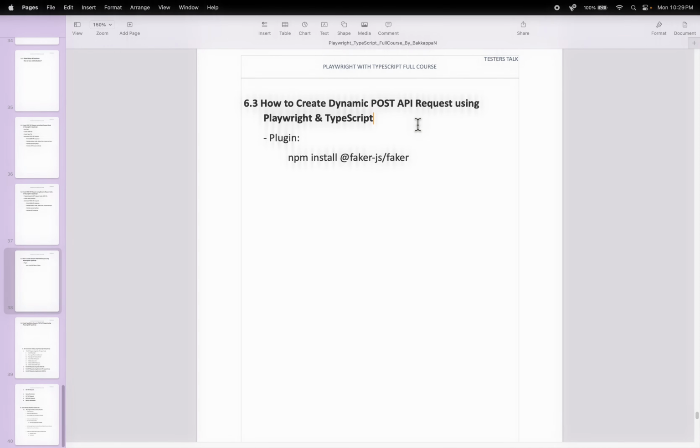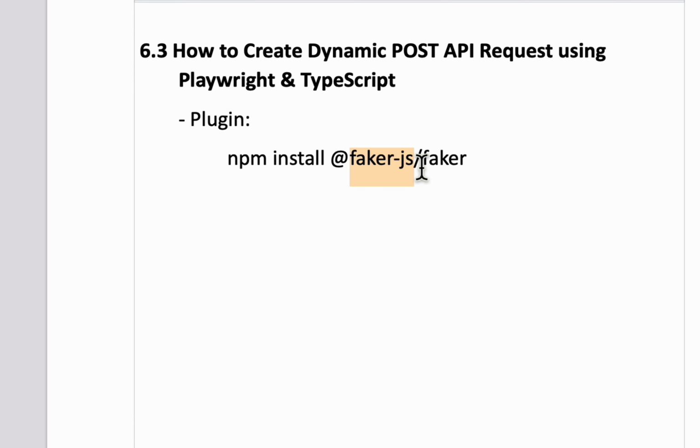So far you have seen how to create post API request using static API request body. In this video, I will talk about how to create post API request using dynamic API request body in Playwright and TypeScript. We will be using a plugin called Faker-JS. By using this plugin, we can generate the data at runtime.